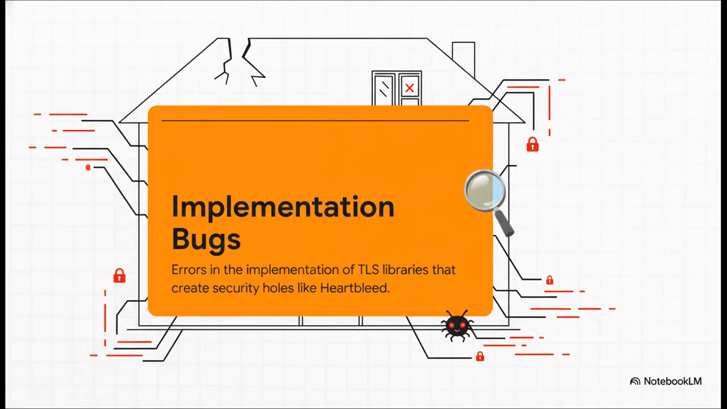These are what we call implementation bugs. Look, the TLS protocol can be a perfect blueprint for a secure fortress, right? But if the builders mess up and accidentally leave a window unlocked when they write the code, well, the blueprint doesn't really matter anymore, does it? These tiny flaws in the software can create gigantic security holes.